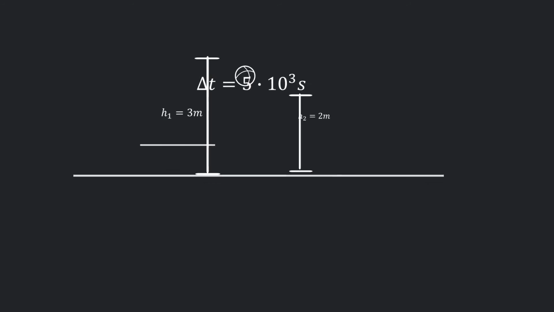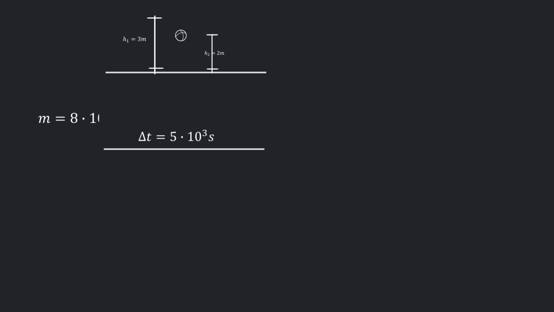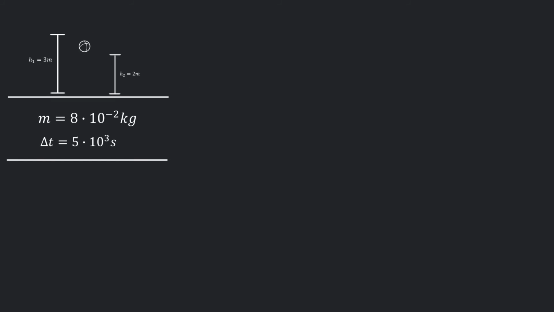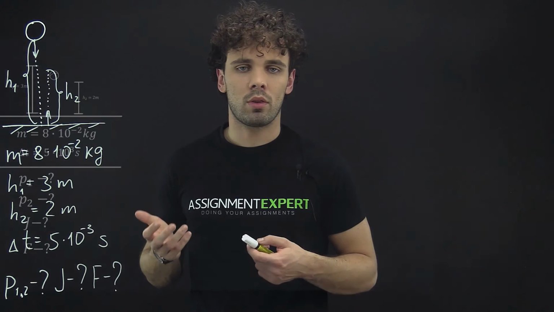And our task here is to find the momentum of the ball immediately before and after the collision, the impulse imparted to the ball, and the average force exerted by the ground on the ball.